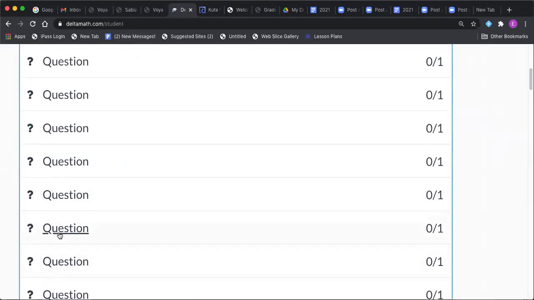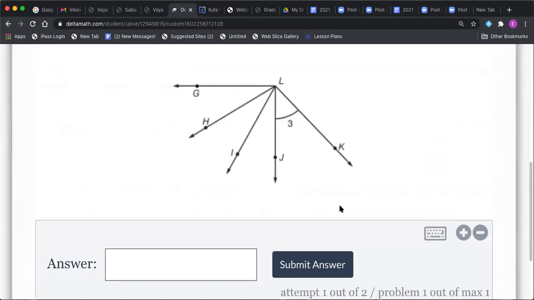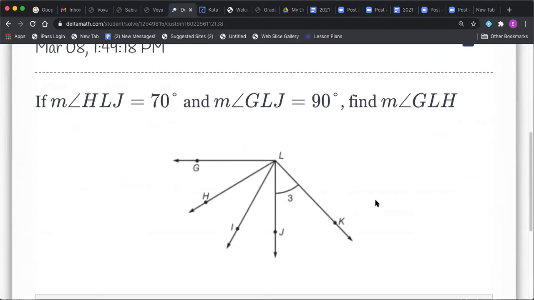Let's see, what do you got? This random one here. Okay, so here's another one that's just numbers, so I wouldn't necessarily need to see this.